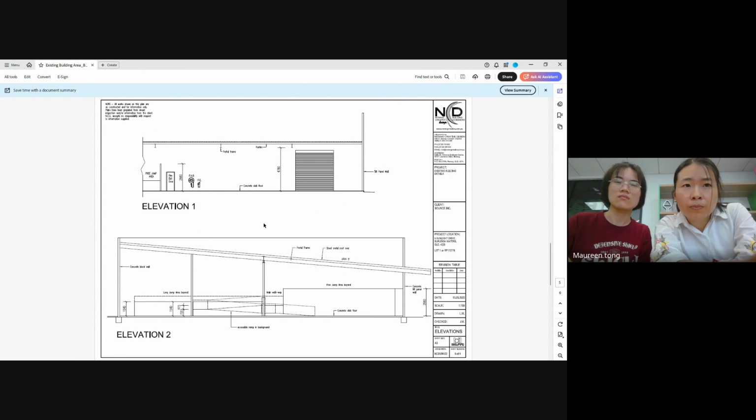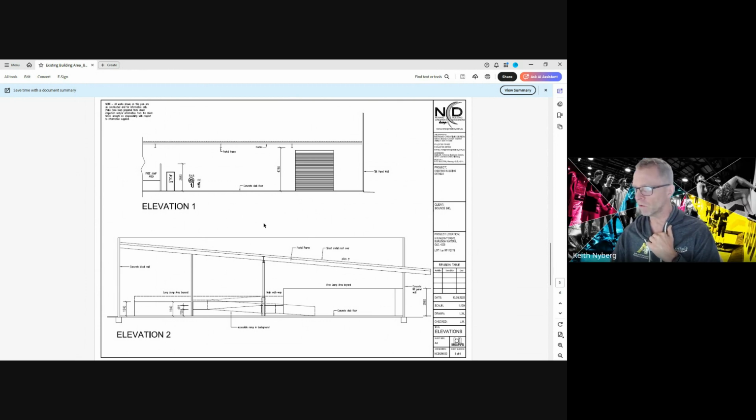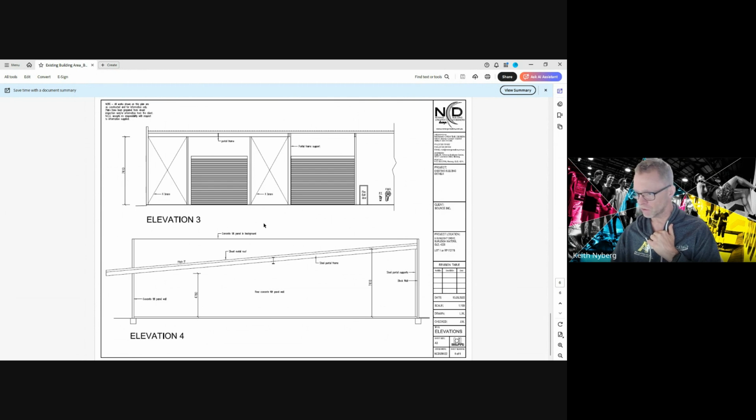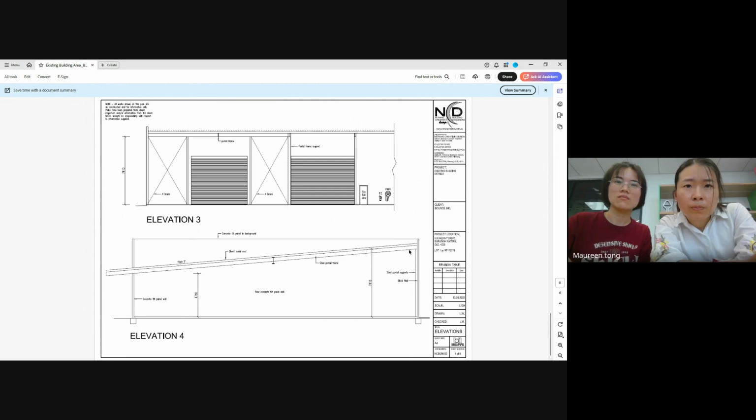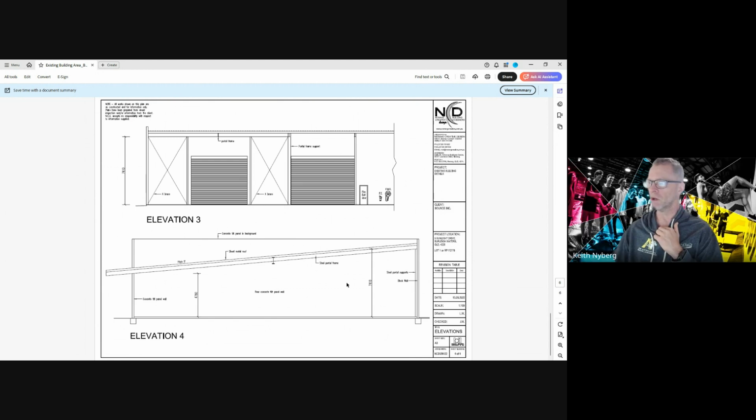I think one of the better ones for showing height is here. This is where it's 4.7 meters to this low point, and then 7.4 meters up here. So there's some pretty good height available for the area.